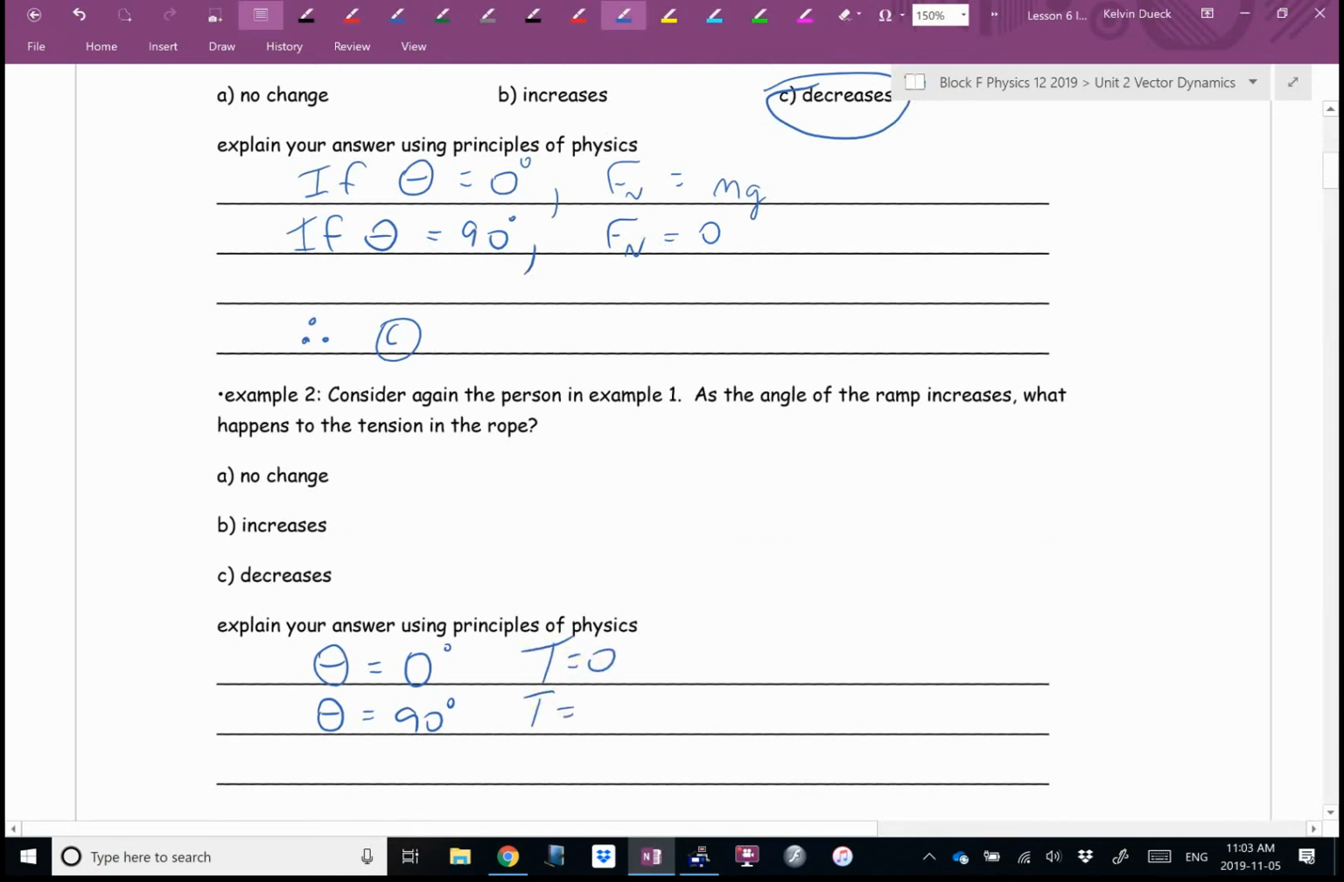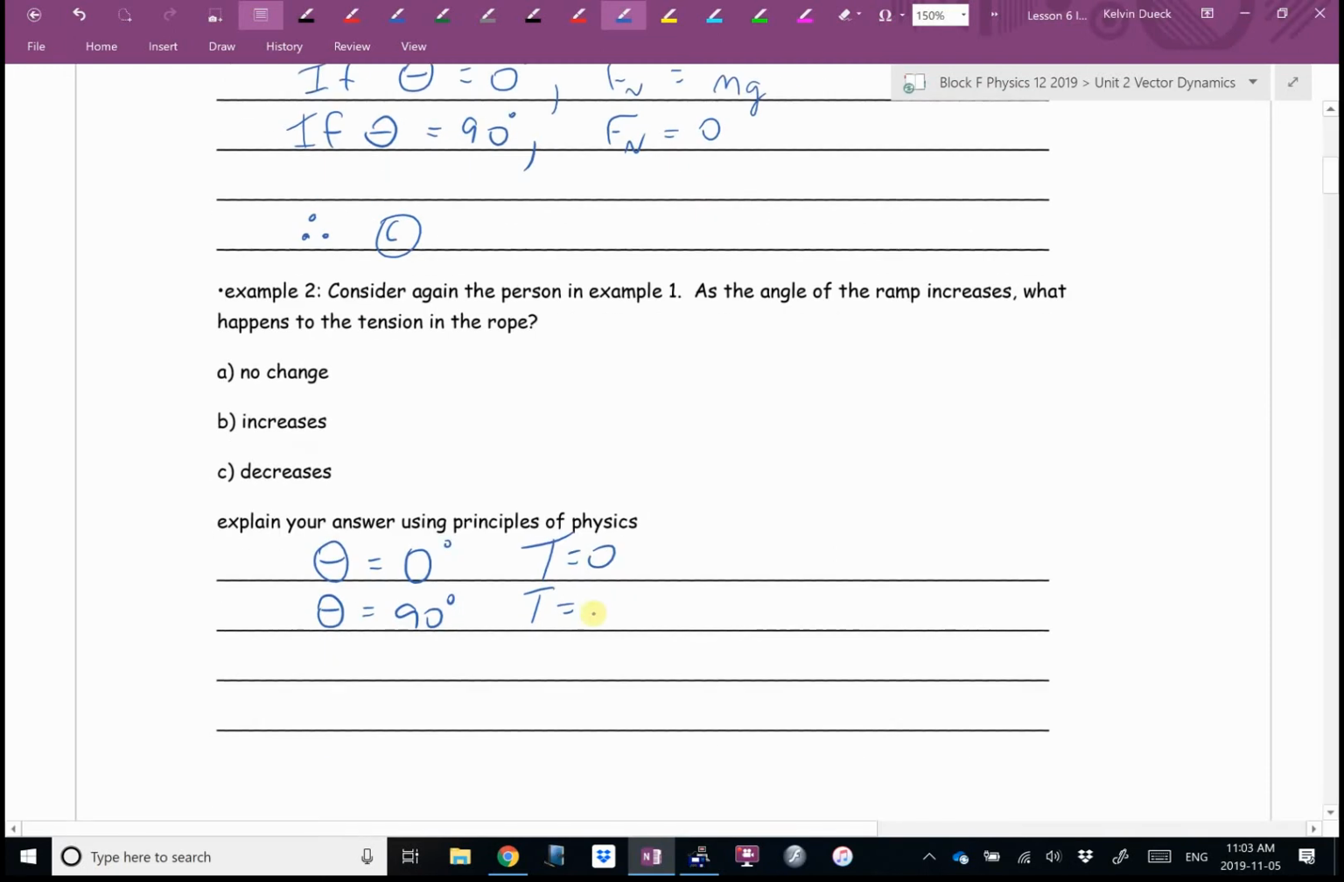What about when we're at 90 degrees and this person is dangling from the rope? I can tell you exactly what tension is in my free body diagram. Tension is exactly the same size as? Yep. So this is what I was thinking, Matt. This is the B, increases. Therefore, B.